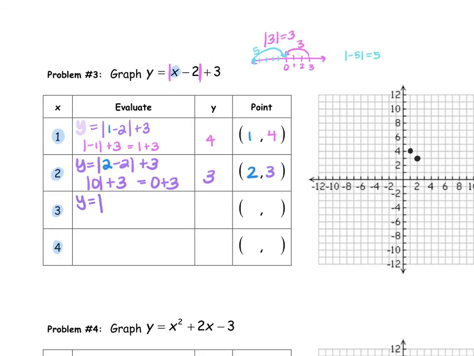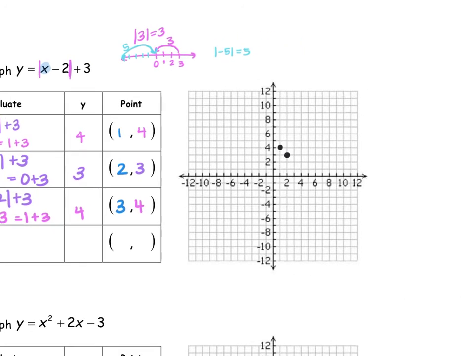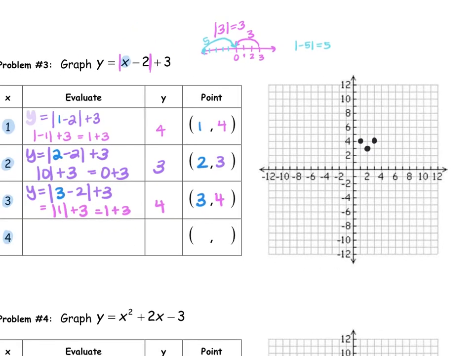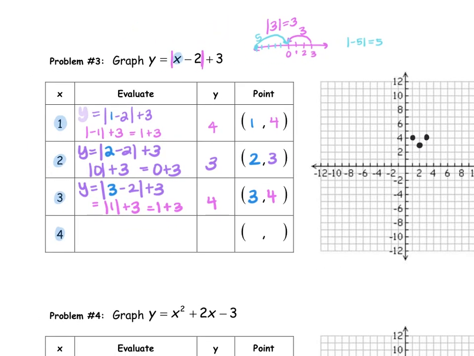Plugging in 3, y equals absolute value of 3 minus 2 plus 3. 3 minus 2 is 1 plus 3. Absolute value of 1 is 1 plus 3 is 4. So when we plugged in 3, we got a y value of 4. Plotting that, 3, 4 is right here. Notice already we don't have a line. We have like a little bit of a smiley face with those 2 points, 2 eyes and a nose maybe.